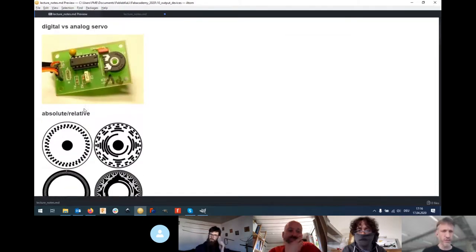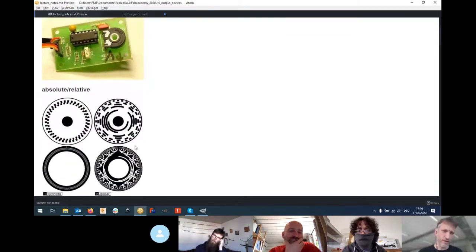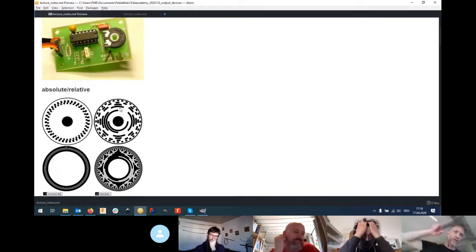The slightly more complicated servos are the digital servos, and they have something like this built in, which is an encoder disk, very similar to what Daniele showed, like a little transparent disk with holes. On one side you have a light, and on the other side a light sensor. This way you can know if it's turning and in which direction.